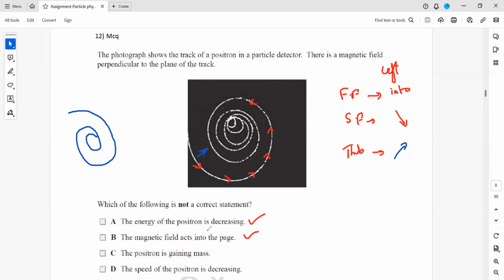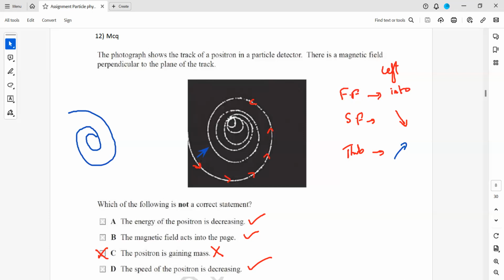The positron is gaining mass. If the positron was gaining mass or momentum, then the track should become thicker. Usually when a particle travels close to the speed of light, its mass increases due to the relativistic effect. But because the particle is losing energy and slowing down, its mass won't increase. Its mass will be constant. So statement C is not correct. What about D? The speed of the positron is decreasing, so that is also correct. So statements A, B, and D are correct, whereas C is the wrong statement.